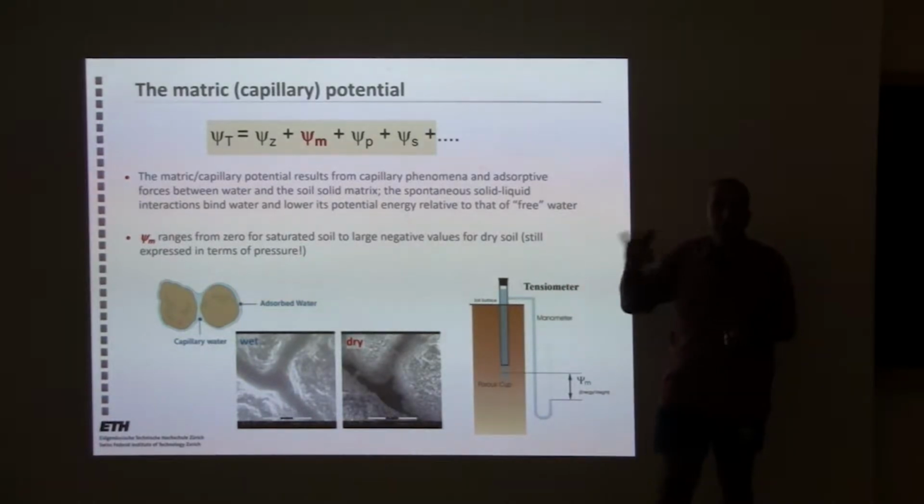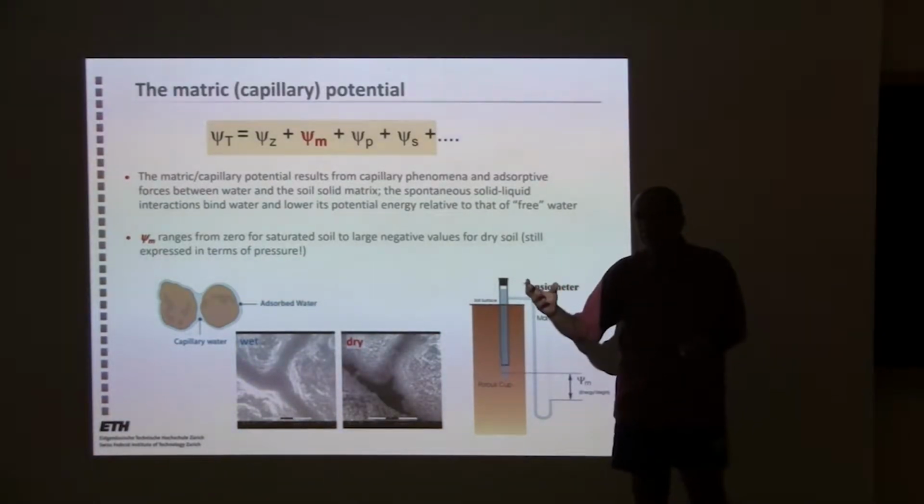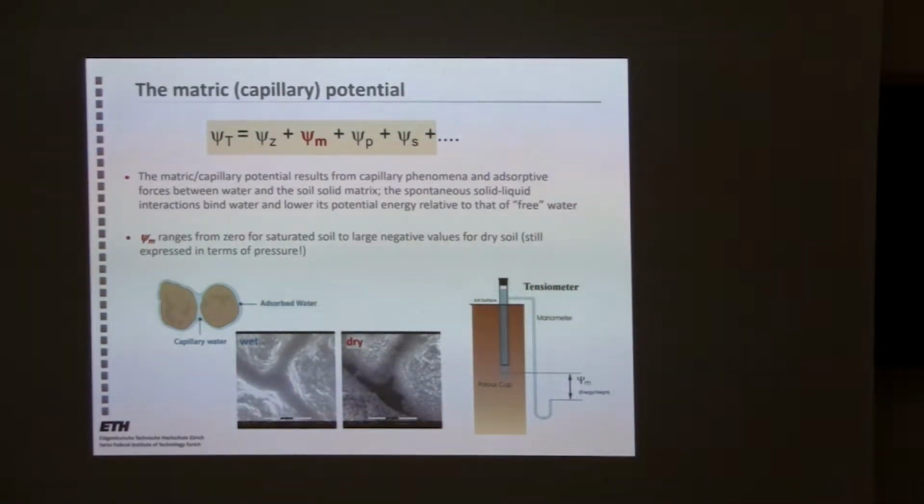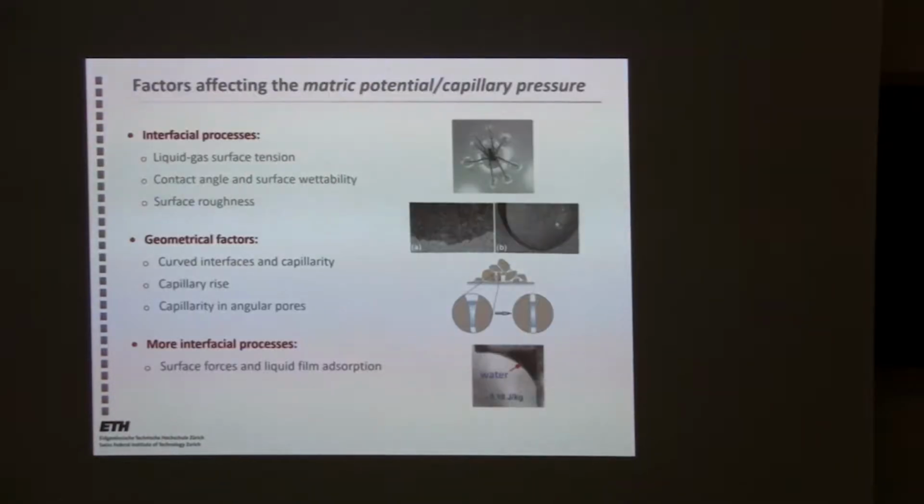So when we talk about the matric potential, we talk about a collection of interactions that sometimes will be dominated by capillary processes. In other cases, they'll be dominated by adsorption. And I'll try to clarify the differences between those.